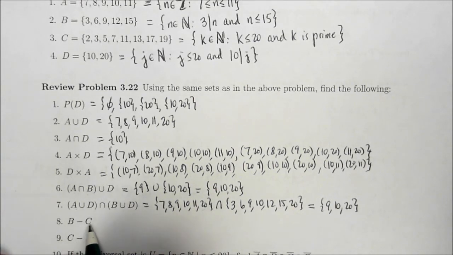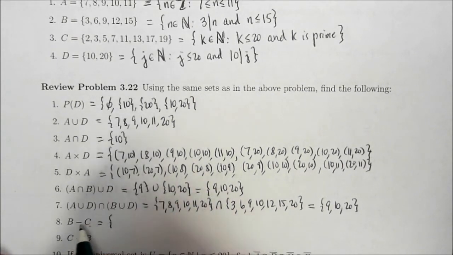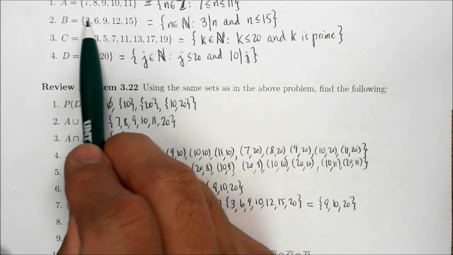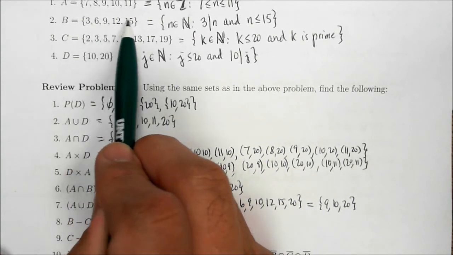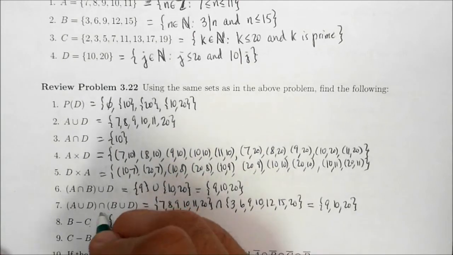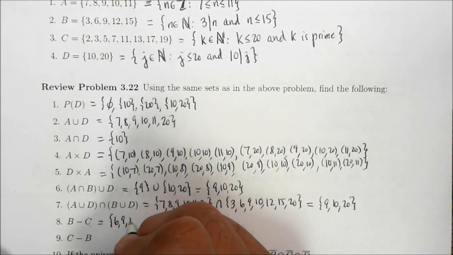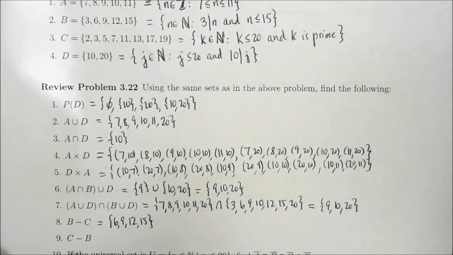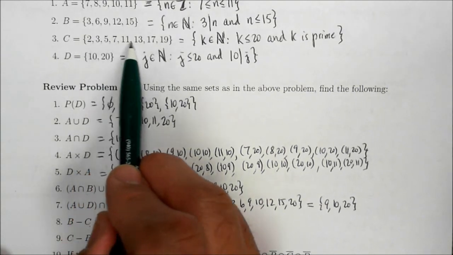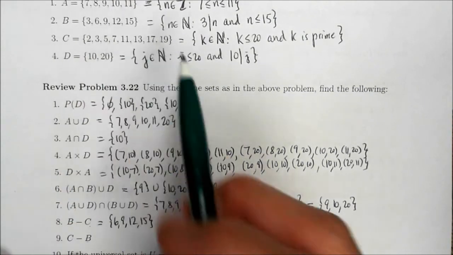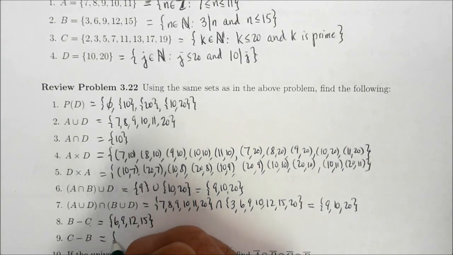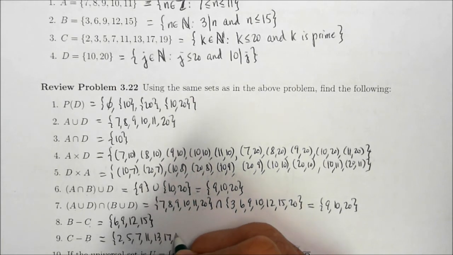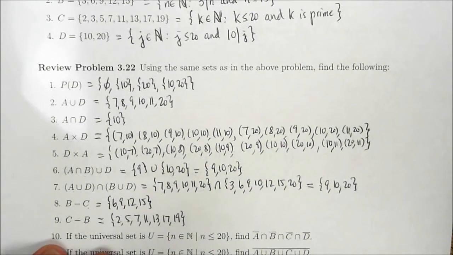Okay, B minus C. So this means everything that's in B but not in C. So what's in B but not in C? Well, 3 is in C, so I don't want to list that, but all these other things are not in C. So 6, 9, 12, 15. Those are the things that are in B but not in C. C minus B. What's in here that's in B? Well, 3, and that's it. So C minus B would be equal to 2, 5, 7, 11, 13, 17, 19, and that's it.